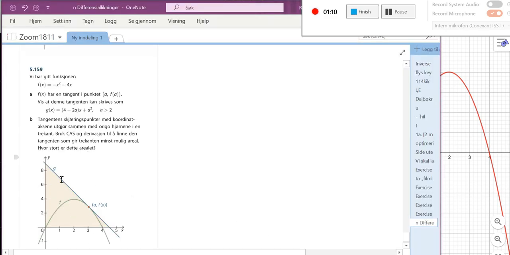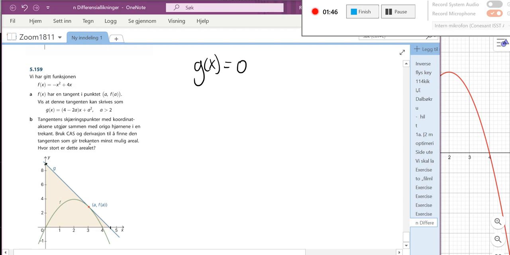And then we have this triangle here. One corner is the origin, and the other corner is this intersection point between the tangent line and the x-axis, and the last corner is the intersection between the y-axis and the tangent line. So what I have to do here is to find this point, the intersection of the tangent line. This is the tangent line, g of x.